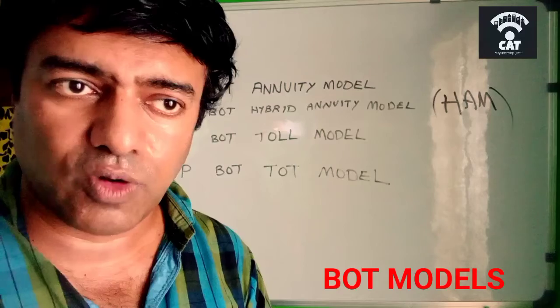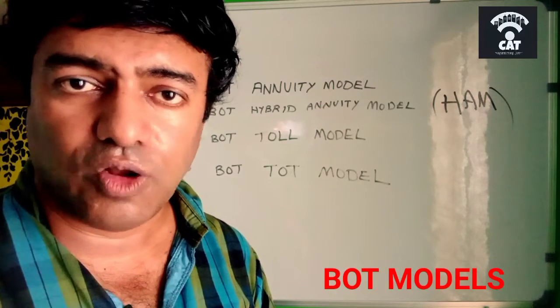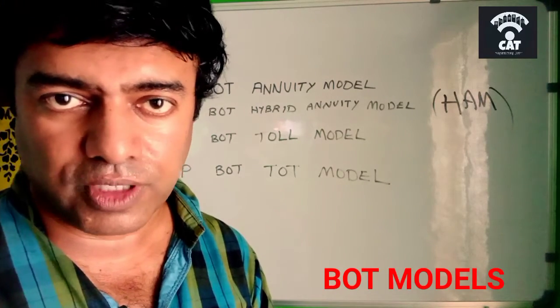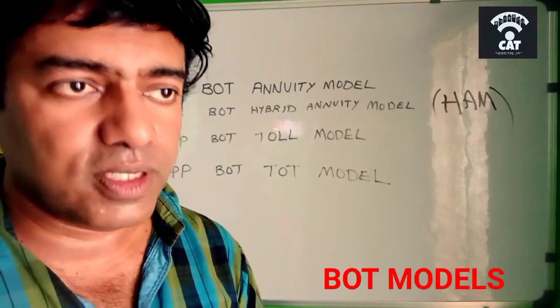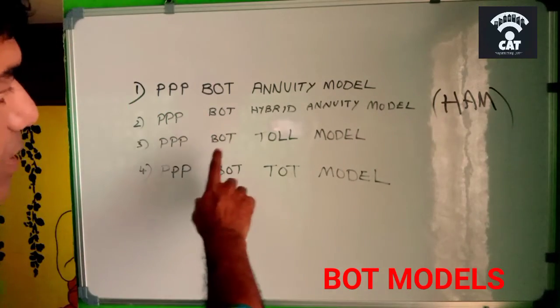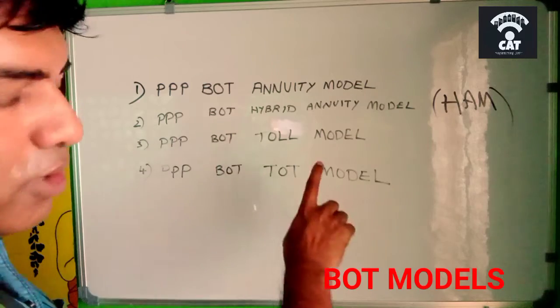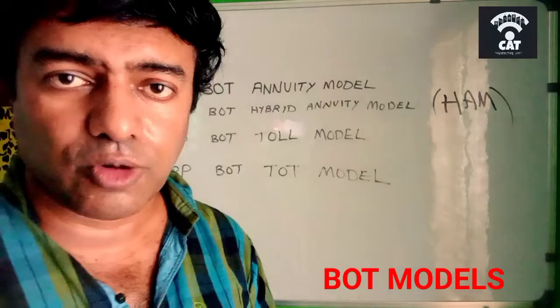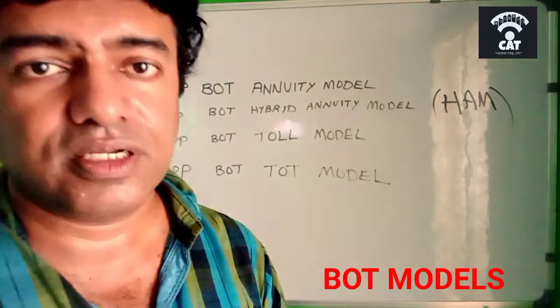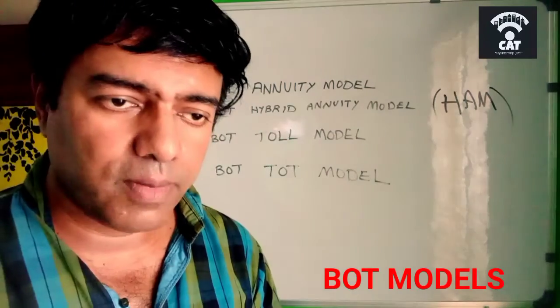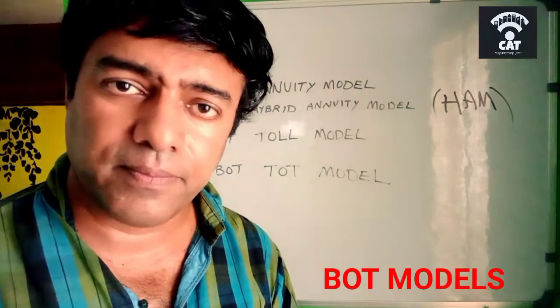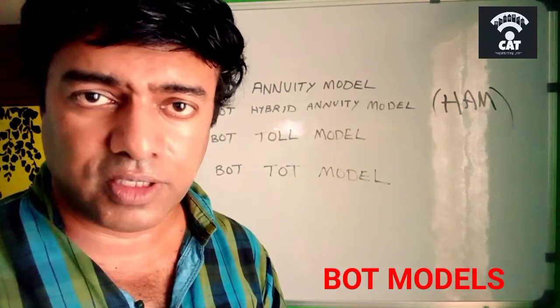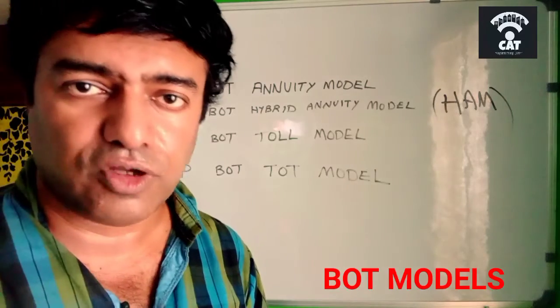Toll model, that is when we are going on a national highway, we can see a lot of toll payments. When we are going through the highway, we have to pay tolls. So in this, the same thing, PPP, build, operate, transfer, toll model. Toll model means the Adani Group will not get a single rupee till they construct the whole road, but after the completion they can build a toll on the road or at the entrance and the exit of the road.